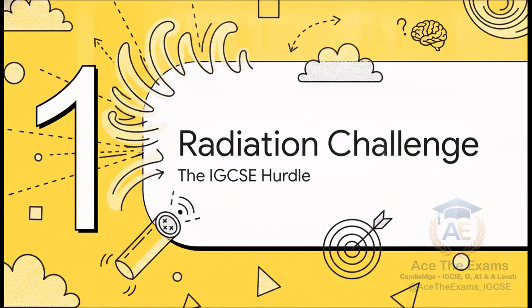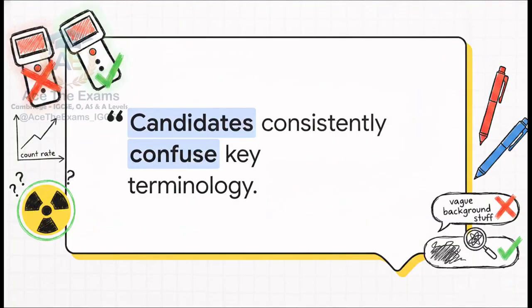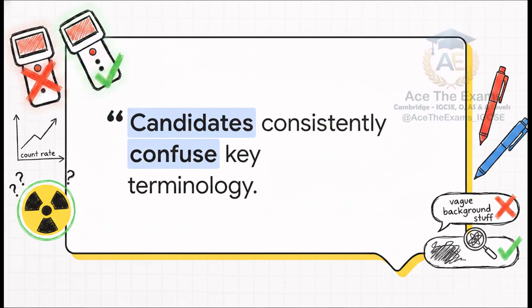Section 1. The background radiation challenge. We are starting with a stark warning directly from the source. The post-match analysis of the examination board itself. Principal examiner reports explicitly reveal that candidates consistently confuse key terminology. The examiners pinpoint this confusion as the absolute primary hurdle for students. What does this look like in reality? Well, it looks exactly like Alex from our earlier example, writing down a phrase like the radiation level instead of specifically writing count rate. It looks like candidates using the word activity loosely when they should actually be talking about the corrected count rate.